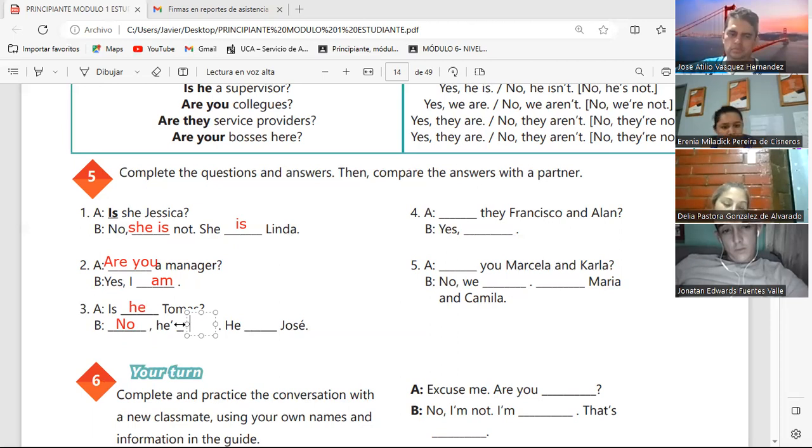Entonces vamos a hacer una cosa. Le vamos a poner aquí la S. Así lo vamos a hacer para que... No, he's not, right? No, he's not. He is Chepito, right, Jose? Oh, okay. Thank you very much.